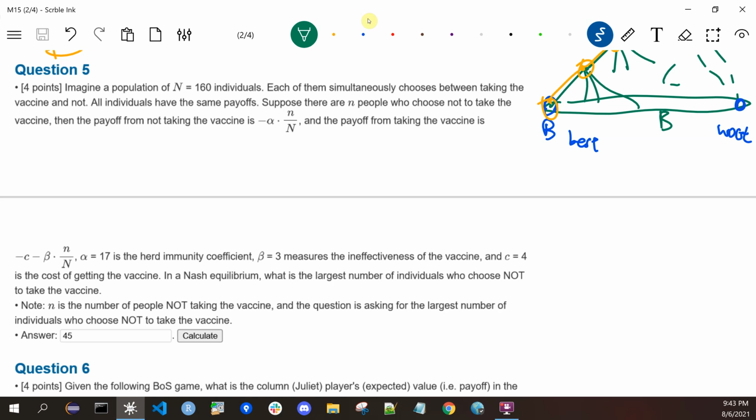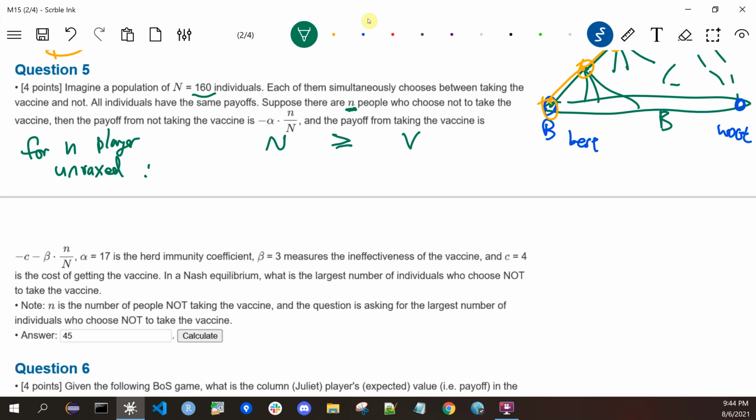So there are 160 people in total, and there are n of them who are unvaccinated. Let's suppose there are n people unvaccinated in equilibrium. Being in equilibrium means everyone is best responding. So for those n people who are not vaccinated, they must be best responding. So for those n players that are unvaccinated, we must have that staying unvaccinated has a weakly larger expected payoff. There is no randomness, so a weakly larger payoff compared to getting the vaccine.